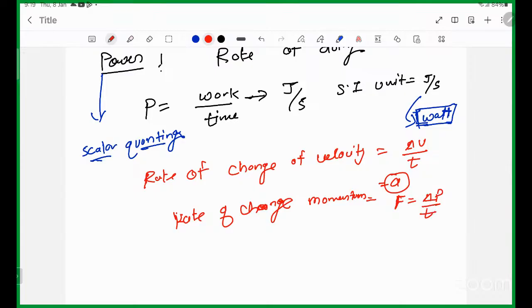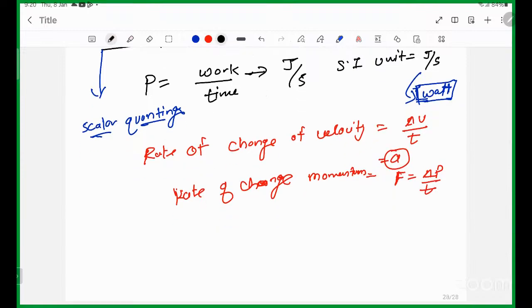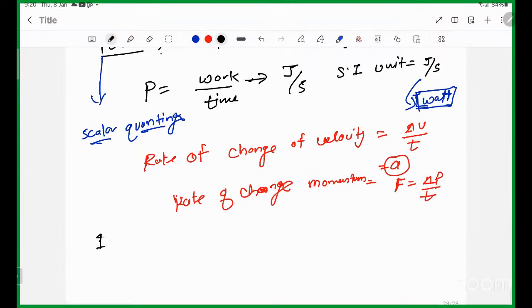In power, we should remember that 1 horsepower is equal to 746 watt, and 1 kilowatt is equal to 1000 watt.